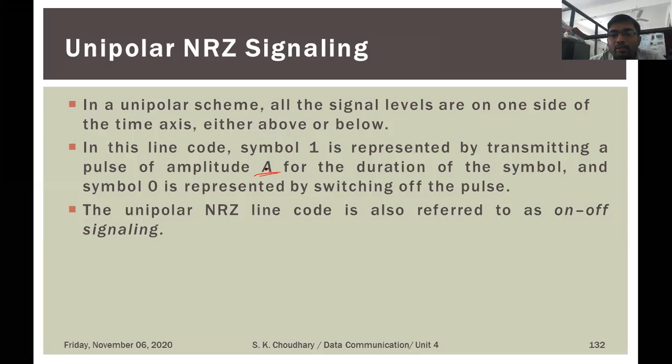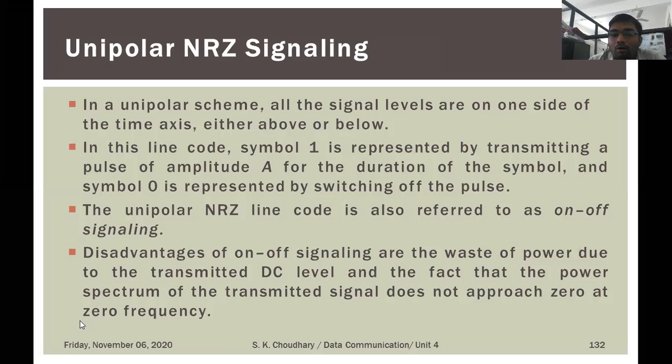And for the duration of the symbol, symbol 1 is represented as a pulse of amplitude A for the duration of the symbol, and symbol 0 is represented by the absence of the pulse. That's why unipolar NRZ line code is also referred to as on-off signaling. Only when binary 1 is transmitted is the pulse present, and the rest of the time there is an absence of the pulse.